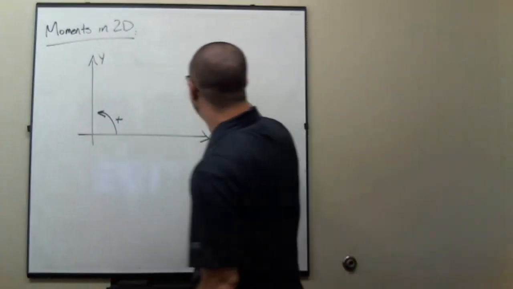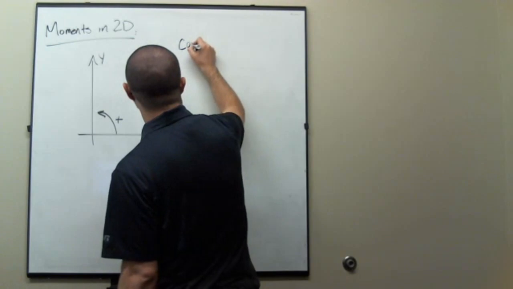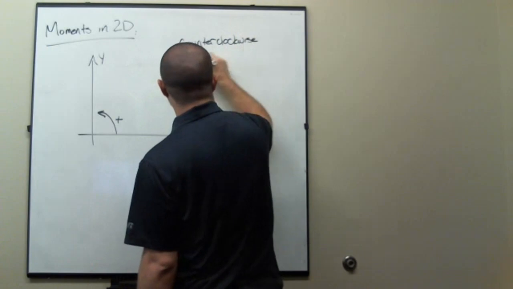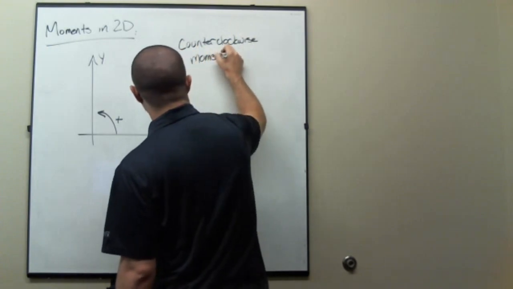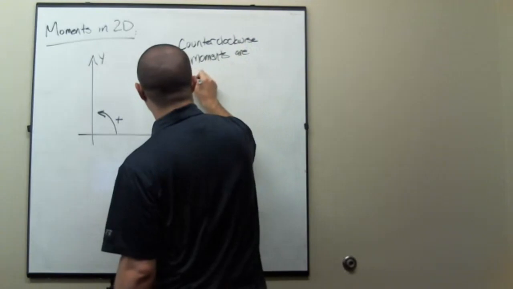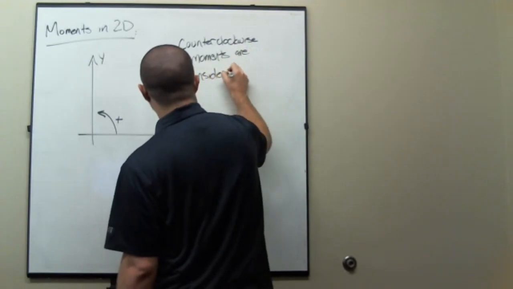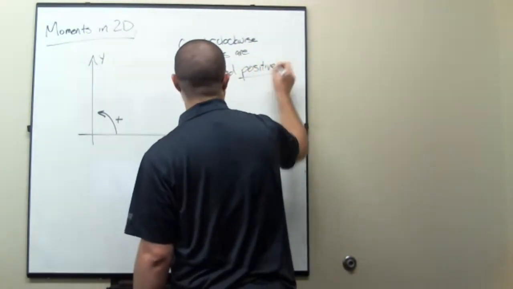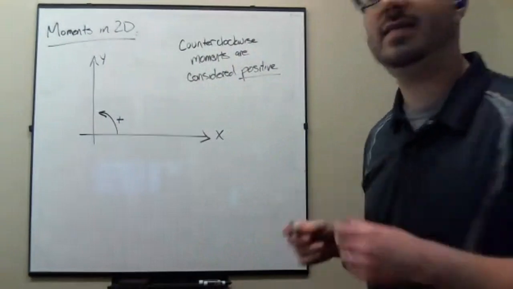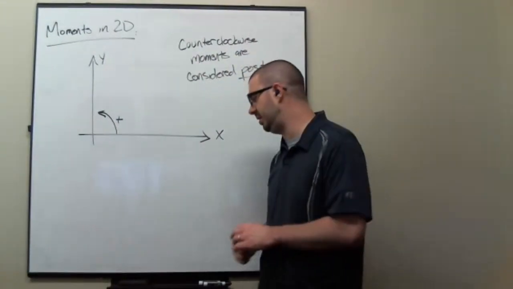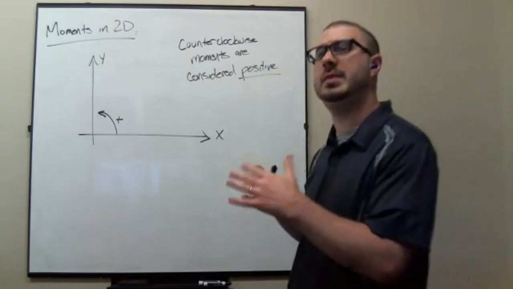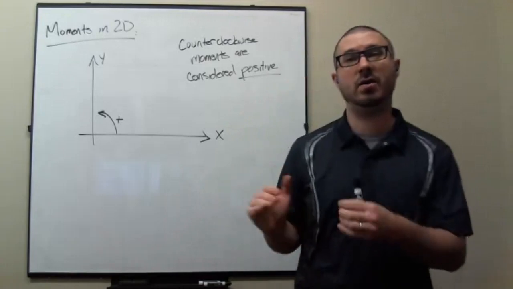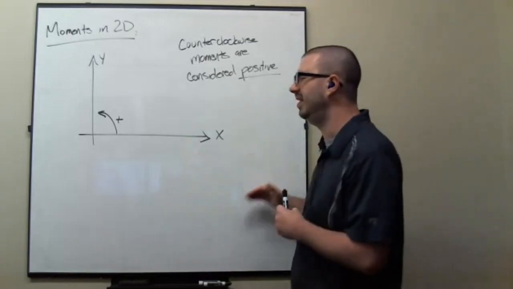Well, I propose that as a result, counterclockwise moments are considered positive. All right. Anytime that we compute moments in 2 dimensions, if we use the formula that we just derived, this is always going to be the case. Counterclockwise moments are going to be considered positive.